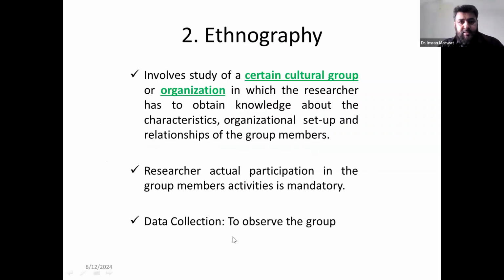And the second is ethnographic studies, which involve the study of a certain group. As I gave you the example in my previous slide, if the researcher is interested in studying the cultural norms of an area, he or she should immerse in that setting, and that is ethnographic. In an ethnographic study, the data collection is only to observe things. It studies a certain cultural group or organization in which the researcher has to obtain knowledge about the characteristics, organization setup, and relationships of the group. Researcher's actual participation in the group is mandatory for that.